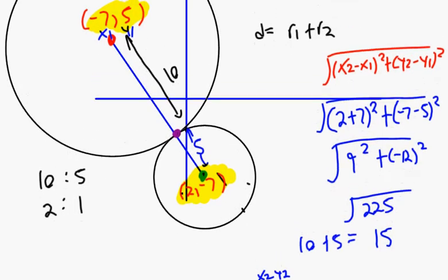How many blocks do you need to go across to go from minus 7 all the way to 2? 9. You need to go 9 blocks across. Would everybody agree with that? How many blocks down do you need to go from plus 5 all the way down to minus 7? Down 12. Now, what's 2/3 of this distance?